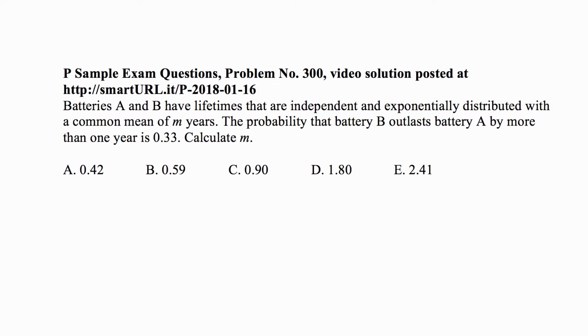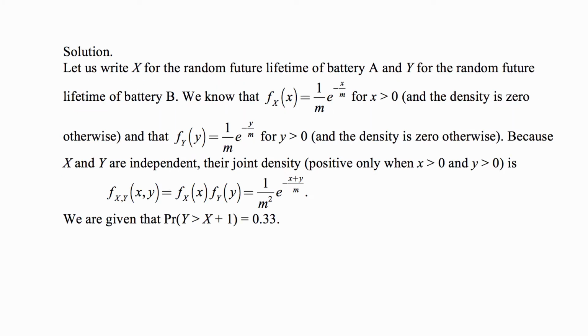Here's a problem for exam P. Batteries A and B have lifetimes that are independent and exponentially distributed with a common mean of m years. The probability that battery B outlasts battery A by more than 1 year is 0.33. Calculate m.